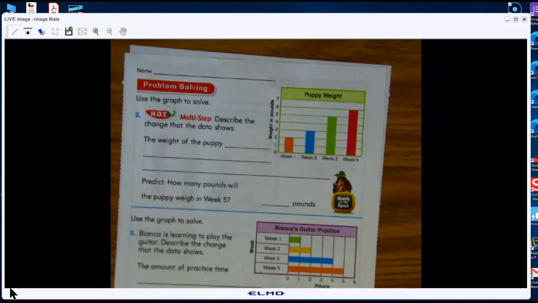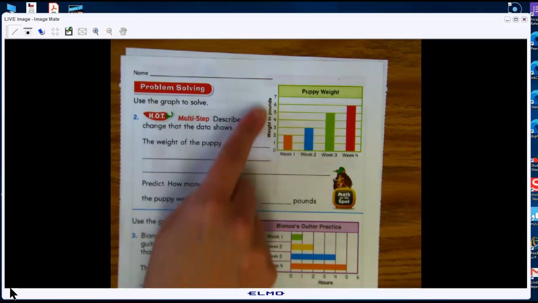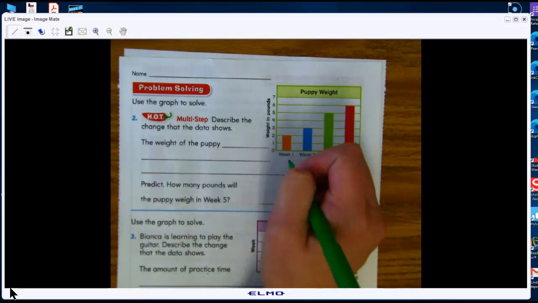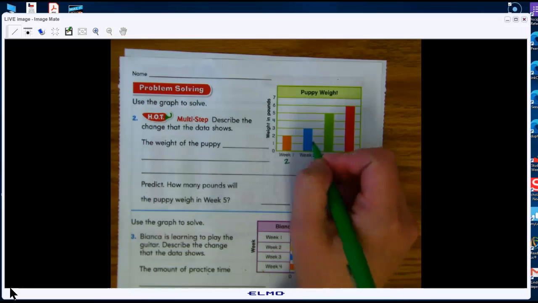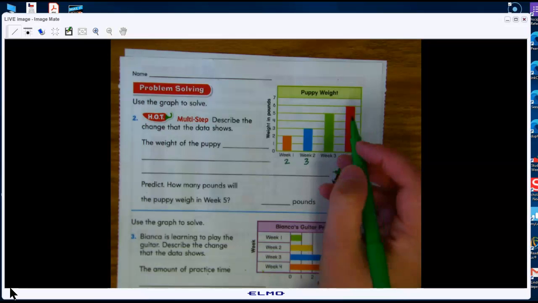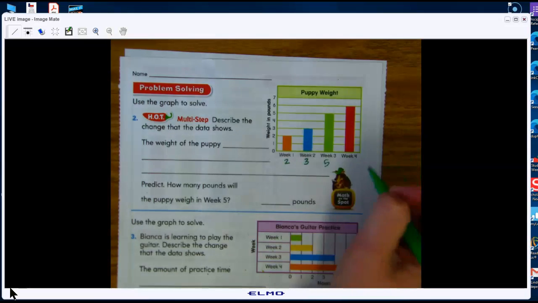Now this one says puppy weight. So they got a new puppy, and this is how much it weighs in pounds. So how many pounds did it weigh week 1? Chase? 2. How many pounds did it weigh on week 2? 3. How many pounds did it weigh on week 3? Heather? 5. How many pounds did it weigh on week 6?